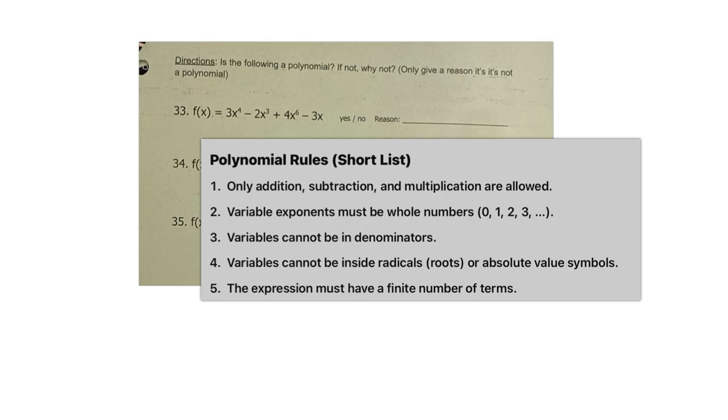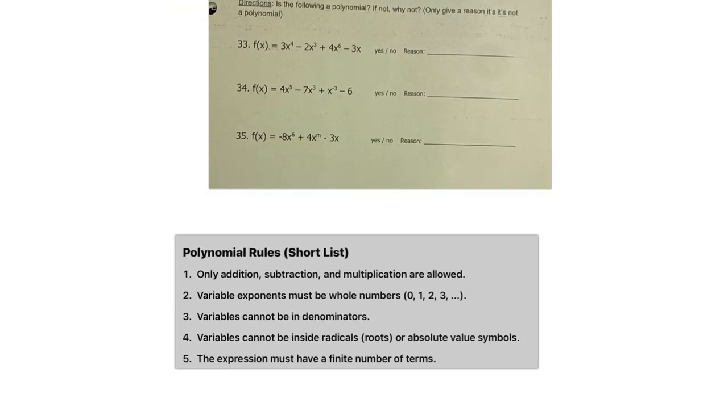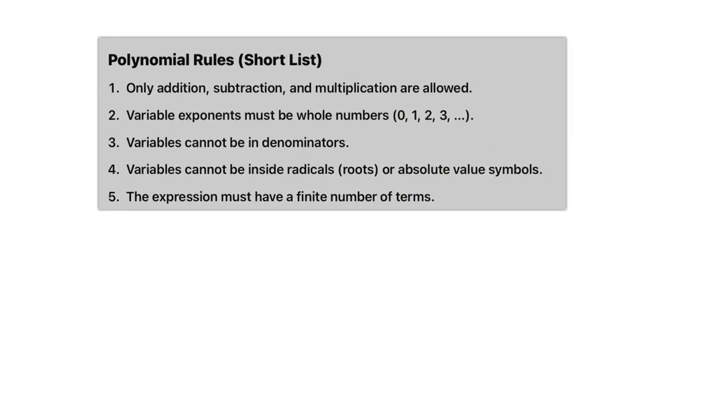Okay, is the following a polynomial? If not, why not? Only give a reason if it's not a polynomial. Okay, so here are the rules for polynomials. So let's take a look at them before we even dive in. Only addition, subtraction, and multiplication are allowed. Variable exponents must be whole numbers. So in other words, the exponents hovering above the variables must be whole numbers like that. It can't be like a 1/2. This is bad.